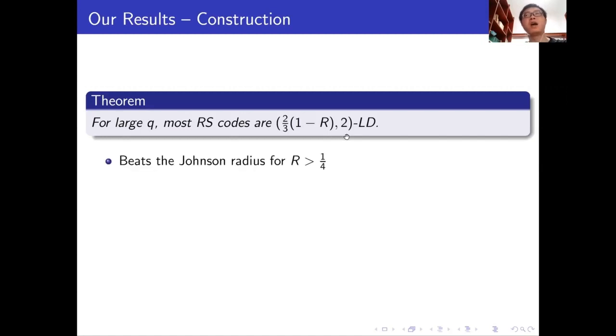Besides, our code has the following 3 advantages. First of all, since 2/3 times (1 minus R) is larger than 1 minus square root of R, which is the Johnson radius, for R larger than 1/4, this means that our construction can beat the Johnson radius for the high rate. Second, we obtain the first explicit construction in the literature for RS codes that can be list decoded beyond the Johnson radius.